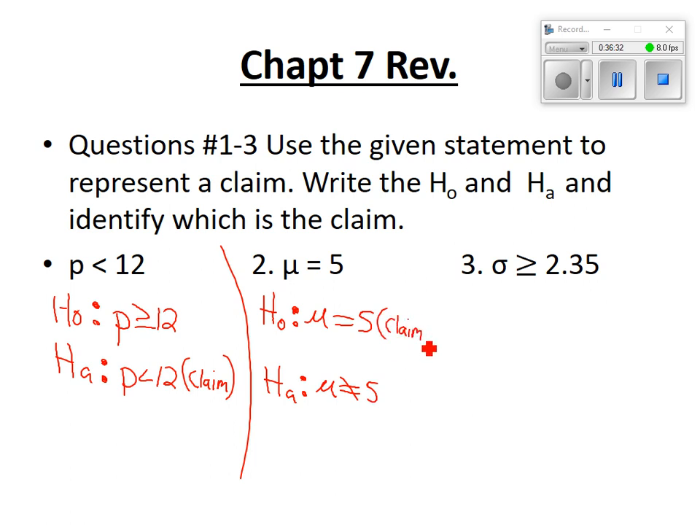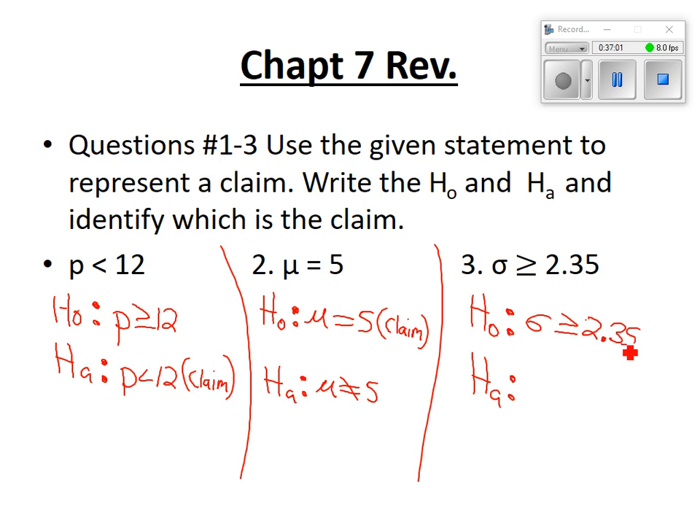They didn't ask us to do this, but this one, left-tailed, right-tailed, or two-tailed? Left-tailed, remember, just look at whichever way it's pointing. This one, two-tailed. This one's going to be left-tailed, you say? H0: sigma is greater than or equal to 2.35. HA: sigma is less than 2.35. Which one's the claim? The H0.